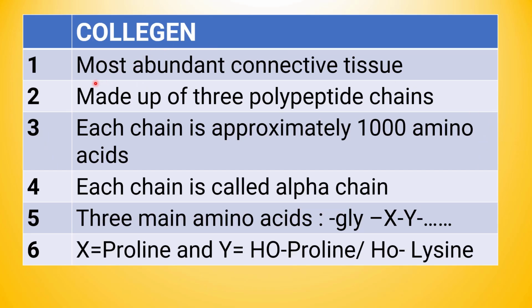So collagen, which is the most abundant connective tissue protein, is made up of three polypeptide alpha chains, and each alpha chain contains 1000 amino acids. The three main amino acids are glycine, proline, and Y, that is hydroxyproline or hydroxylysine. So these are the important steps in collagen formation.